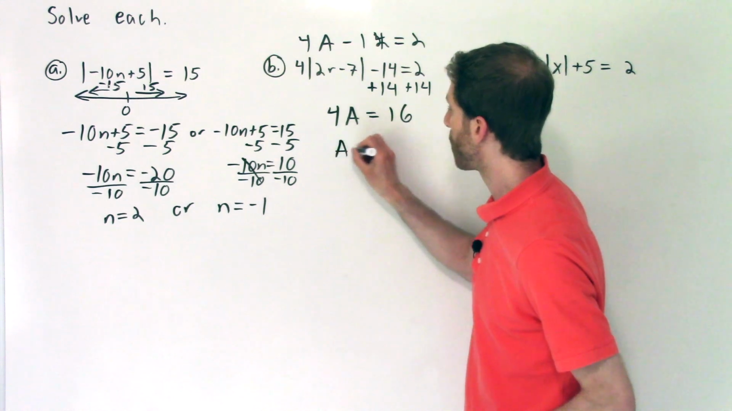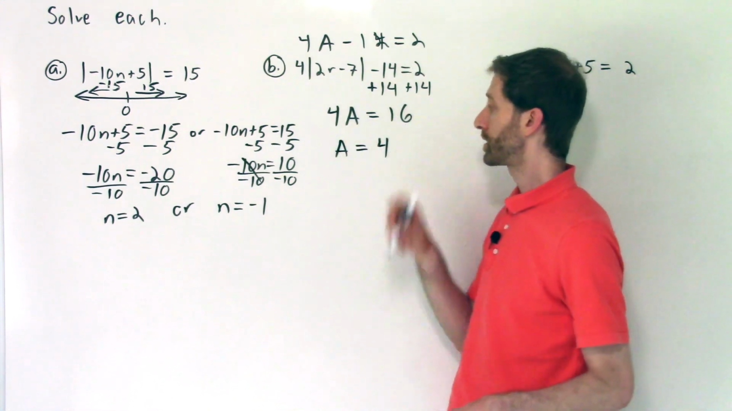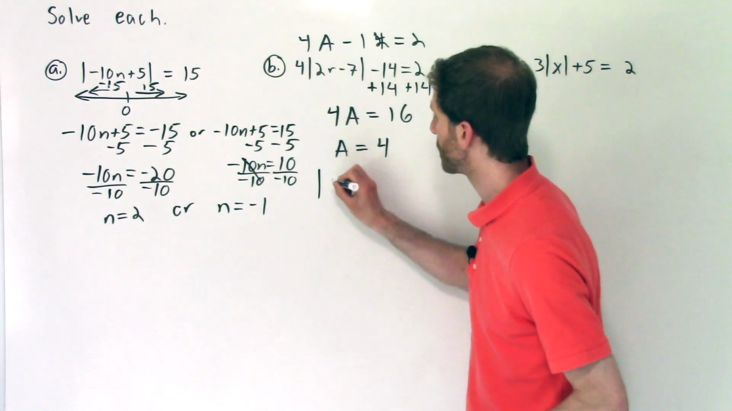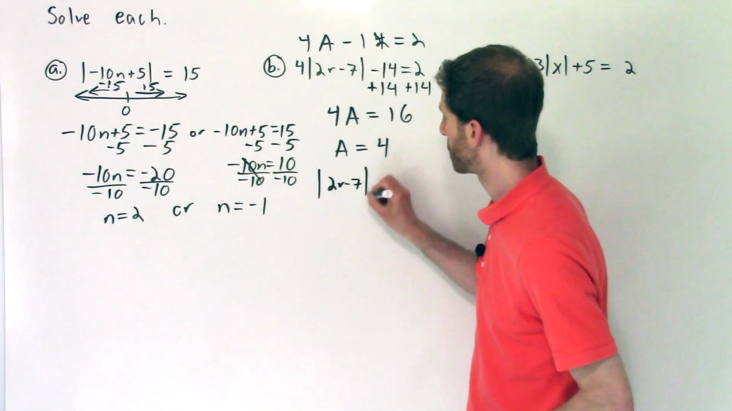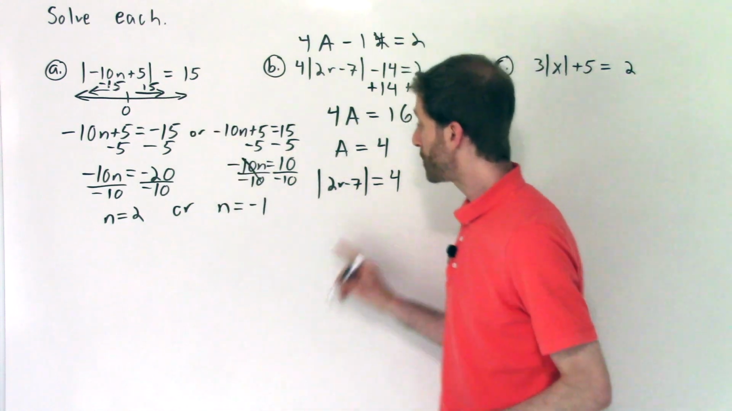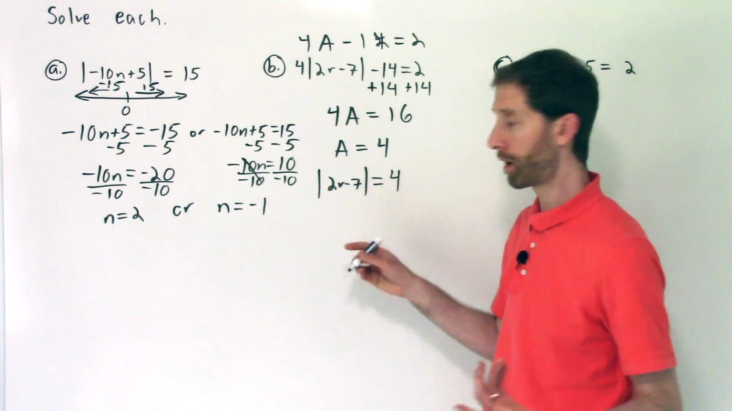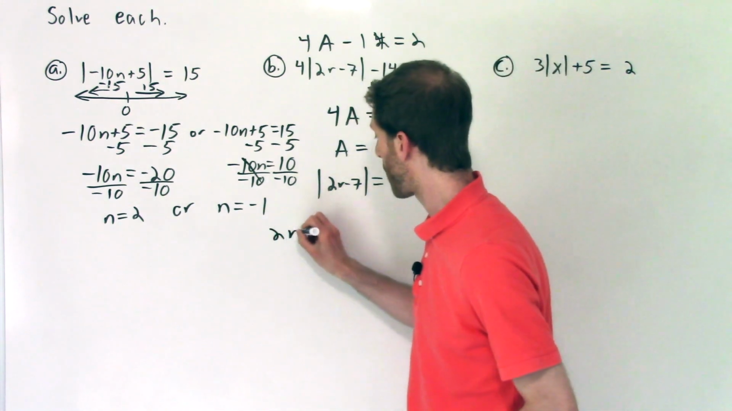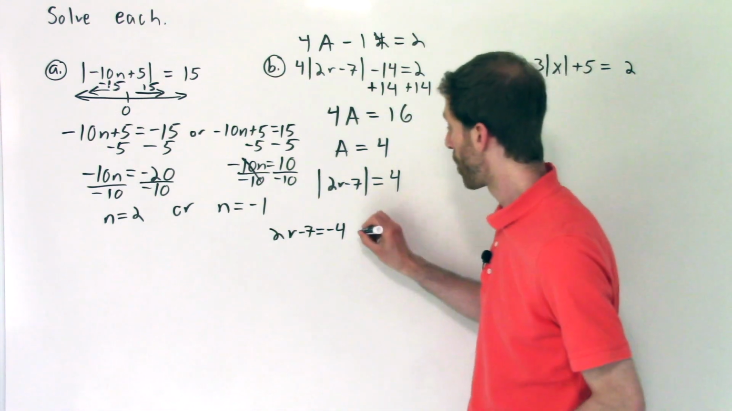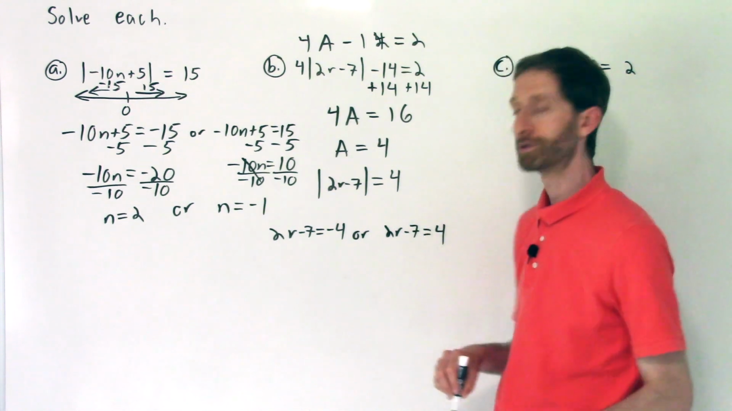So if I divide by 4 on both sides, 4 divided by 4 is 1, and 16 divided by 4 is 4. So a is that absolute value. So we have the absolute value of 2r minus 7 is equal to 4. Now, just like we did here, if the absolute value is 4, that means the distance this is from 0 is 4. So either 2r minus 7 is 4 to the left, negative 4, or 2r minus 7 is 4 to the right.